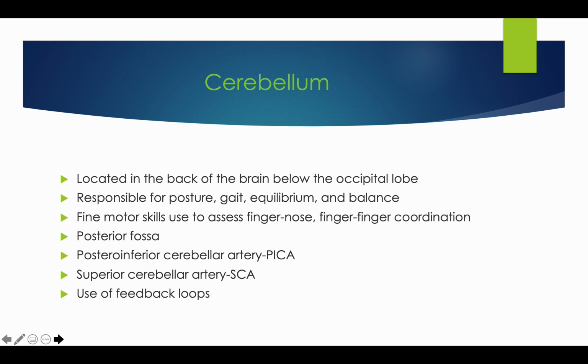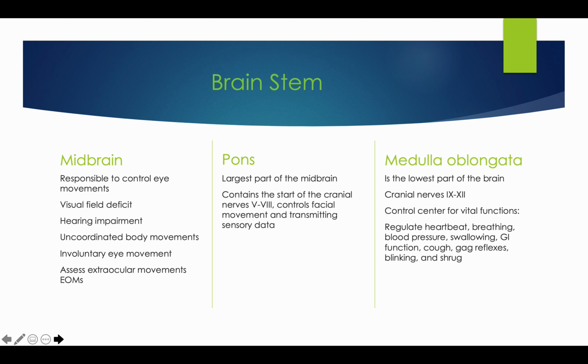use a feedback loop system. And patients having a deficit in the PICA or the SCA can have regeneration of their circulation, or can develop collaterals to help regain some of the lost deficits with the stroke. The brainstem is comprised of three components: the midbrain, the pons, and then the medulla oblongata.